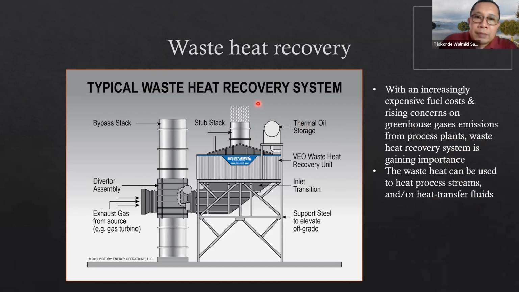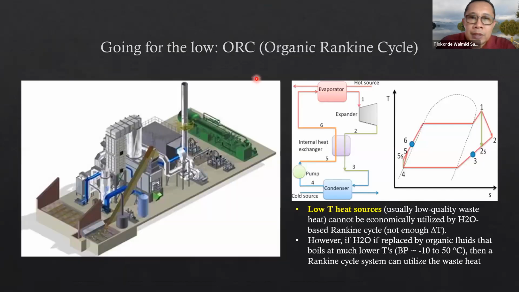Sometimes, if the temperature of the exhaust gas is still very high, then you can actually use it to boil water and create steam, and from the steam you can drive steam turbines to generate electricity, and for other uses. Okay, so you can start to see that there are many ways to try to extract as much heat as possible, including this one here, ORC.